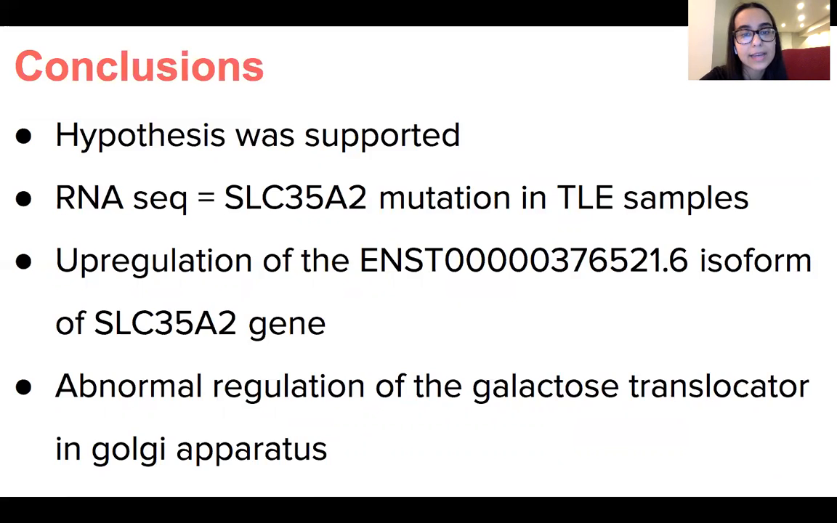Upregulation of this ENST0000376521-6 isoform of the SLC35A2 gene was proved with the abnormalities of the temporal lobe epilepsy and focal cortical dysplasia, and this basically proves that this specific isoform changes indicate abnormal regulation of the galactose translocated in the Golgi apparatus, which is what we were looking for to set it apart from different neurotransmitter and ion channel pathways, biochemical pathways.